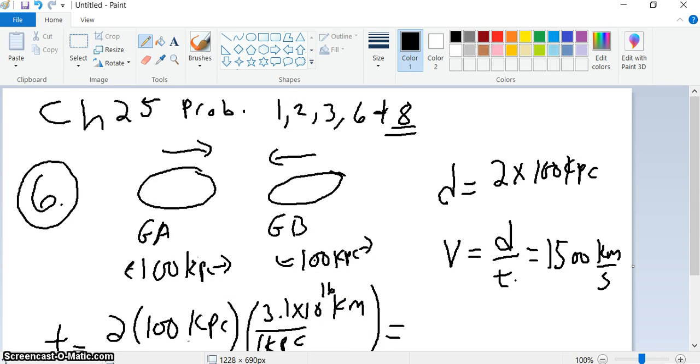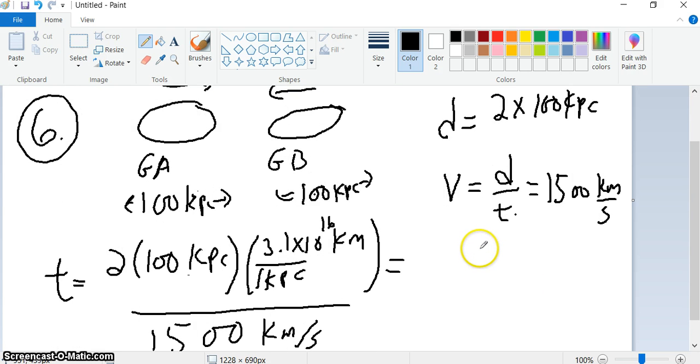All right, so the way that we do this, get back to this, here's galaxy A, here's galaxy B. I probably should have put them a little closer together. So they're covering a total distance of 2 times the size of them, right? Each of them are 100 kiloparsecs across, so these are rather large galaxies. So 2 times 100 kiloparsecs, and remember the velocity is distance divided by time, if there's no acceleration, which there's not in this case, and they give us the velocity as 1,500 kilometers per second.